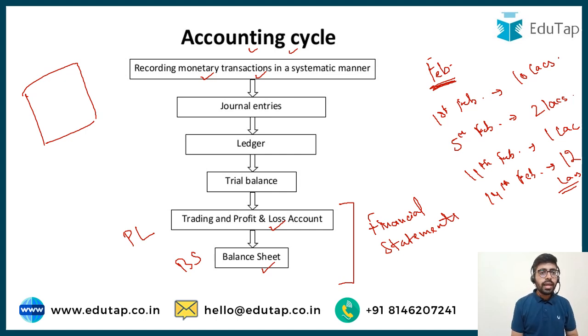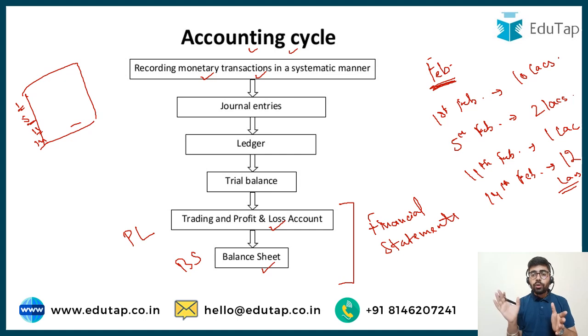So in my journal, I'm going to record all these events. On 1st of February, I'm going to write, okay, I bought this much of iPhones. On 5th, I have spent 2 lakh on furniture. On 11th, I have spent 1 lakh on furniture. On 14th, I have sold iPhones worth rupees 12 lakh. So I'm simply recording all the transactions in this journal. On a daily basis, there may be several transactions. If you consider the whole year, it may be hundreds or thousands of transactions happening during the entire year.